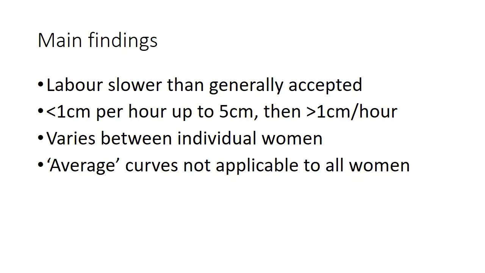So the main findings from these type of studies is that labour is actually slower than we generally accepted. It's much less than 1 centimeter cervical dilatation per hour, and once a woman gets to about 5 centimeters cervical dilatation, it gets much faster. There's much variation between individual women, so it's not that easy to make an average curve that is applicable to all women.